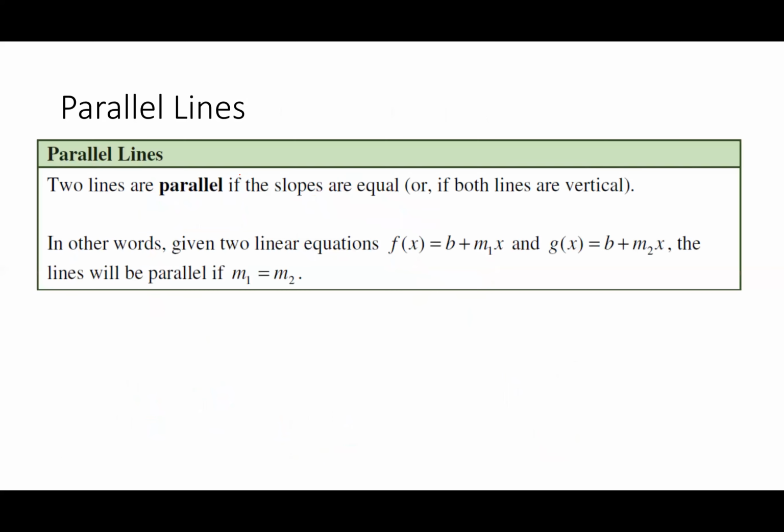Now we're going to talk about parallel lines. 2 lines are parallel if the slopes are equal, or if both lines are vertical, in which case their slopes are still equal. The slopes are just both undefined. So if we have 2 linear functions, f of x equals b plus m1 of x, and g of x is equal to b plus m2 of x, the lines will be parallel if m1 is equal to m2.